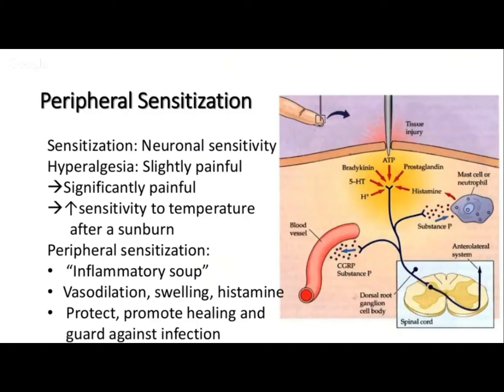So there are two different types of sensitization. One is peripheral sensitization and one is central sensitization. The peripheral sensitization occurs because there's an inflammatory soup. There's some kind of an initial tissue injury there, and there is a release of substances like the CGRP, the substance P, and then a lot of these prostaglandin-related neurochemicals. The primary idea of this is basically to protect and promote healing and guard against infection, but then that also results in the effect of increased sensitization of pain. So that's the peripheral sensitization.